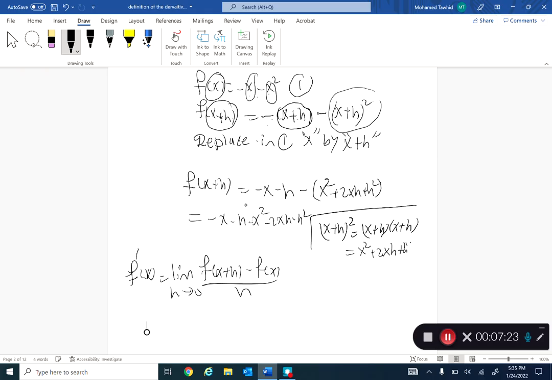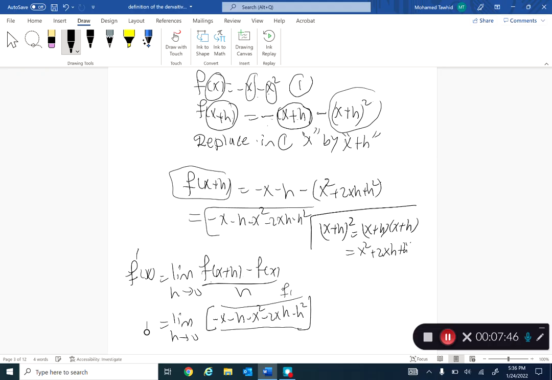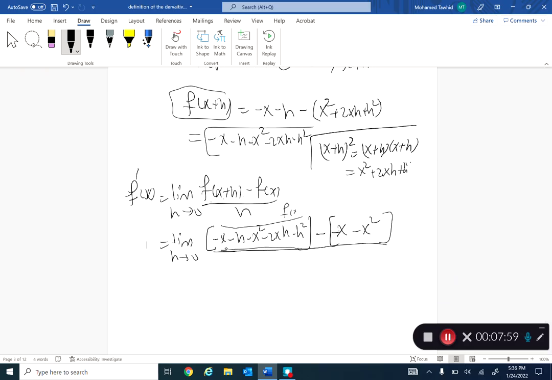So here, that is f of x plus h. I copy this between a big bracket. So it will be the limit as h close to 0. What is f of x plus h? Here I just copy from there. Open big bracket: negative x minus h minus x squared minus 2xh minus h squared. That is your f of x plus h minus another bracket, f of x. What is f of x? That is what is given in equation number 1, which is negative x minus x squared. The whole thing divided by h.